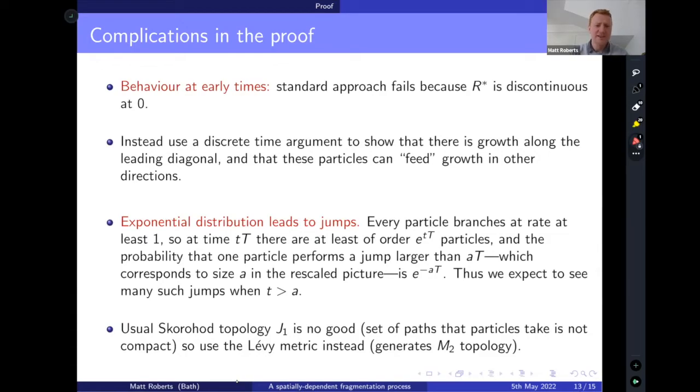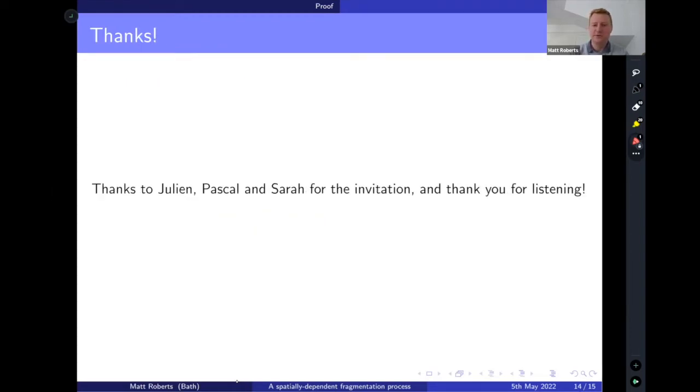And actually this complication, once we figured out what topology we should be using, is not too much of a problem. Whereas this behavior at early times required some non-standard methods. Okay, thanks a lot for listening.